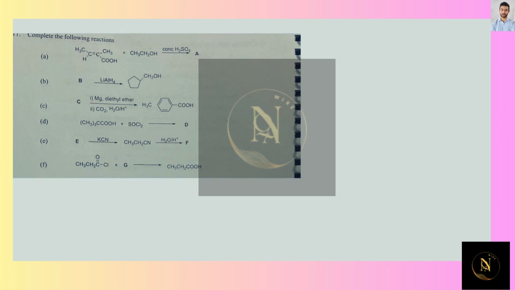So, for example, in the first reaction, we're going to have a carboxylic acid plus an alcohol in concentrated sulfuric acid. So, this is going to generate an esterification, which would be acid catalyzed. So, compound A would correspond to the ester of this carboxylic acid with the corresponding alcohol.